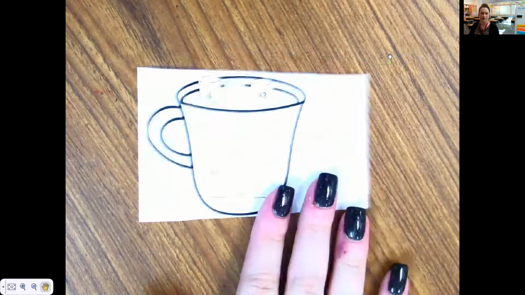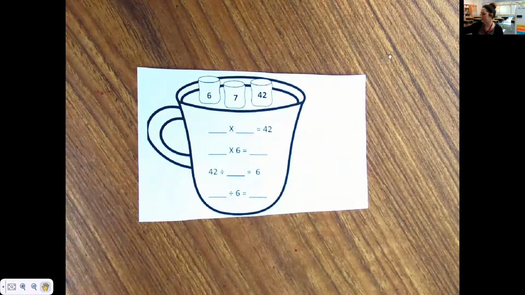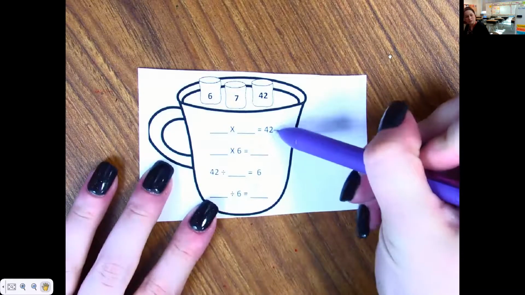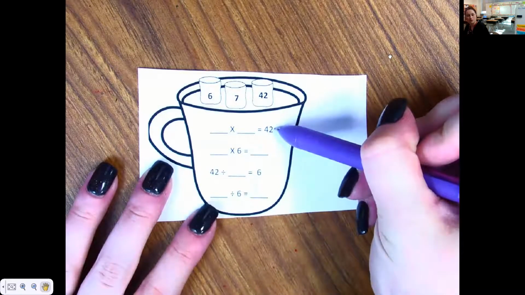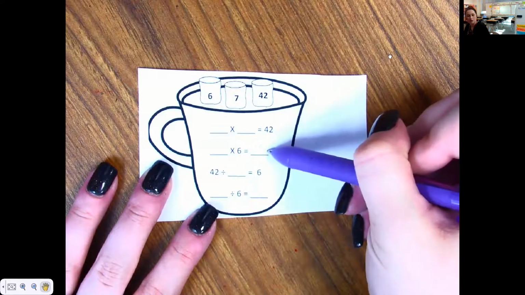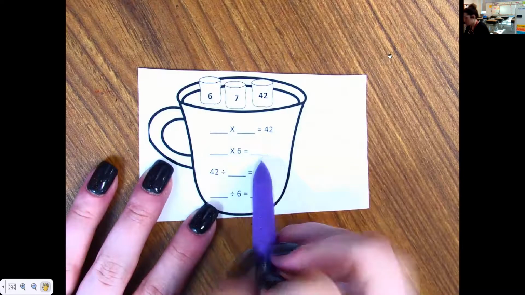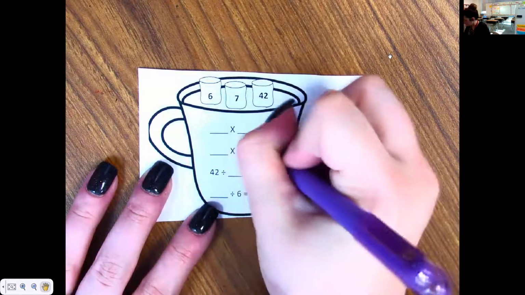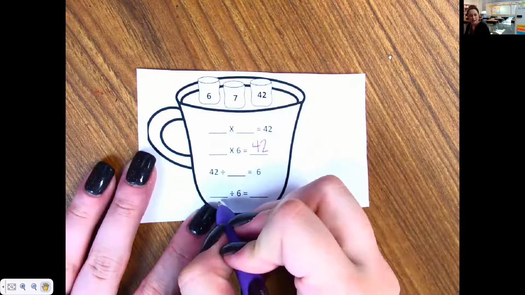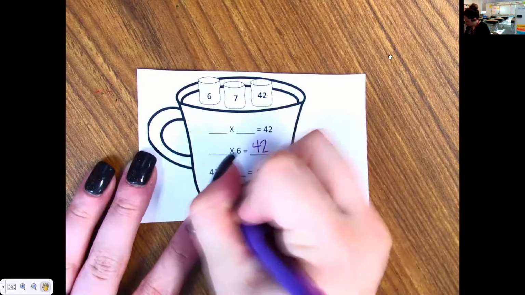So I know I have 7, 6, 7, and 42. Well, I know 42 is my bigger number, so I'm going to fill in 42 first. I have 42 here at the end. And then I know for multiplication, because this is multiplication, the bigger number goes at the end. So I'm going to put my 42 here because it's the product. And then I also know 42 goes at the beginning for division because it's the biggest number. So then I'm going to put my 42 here.